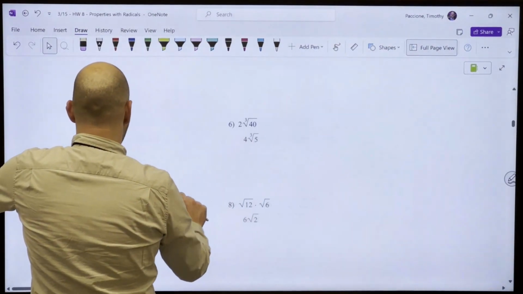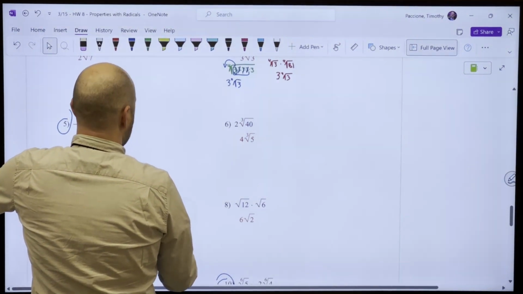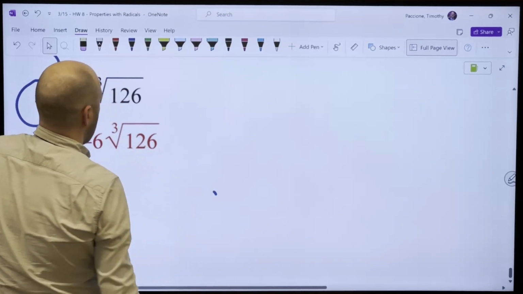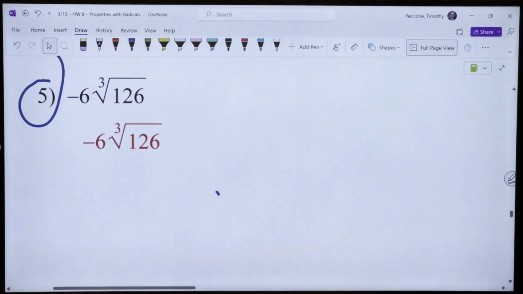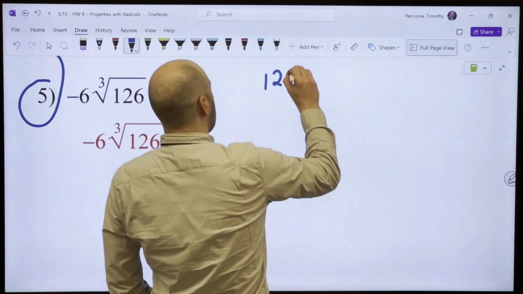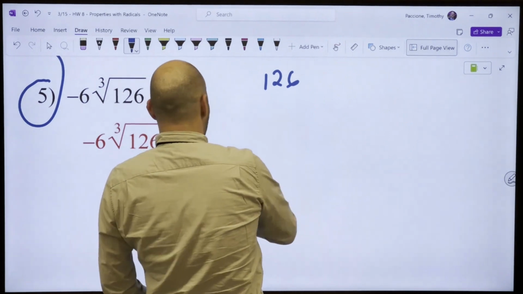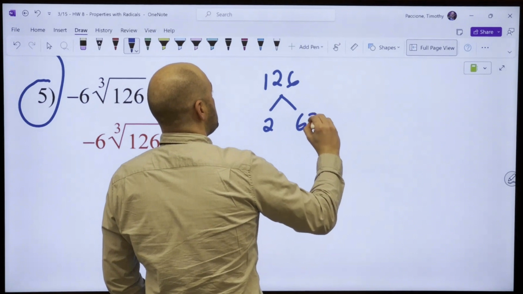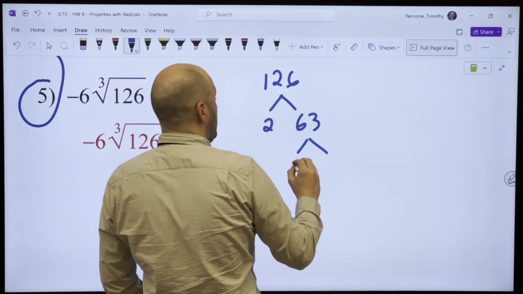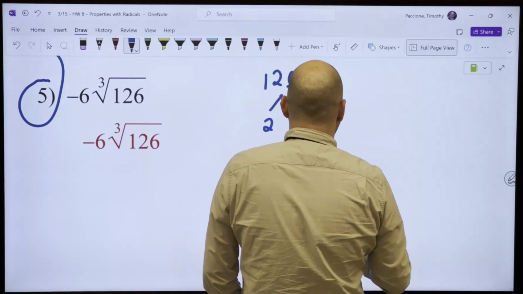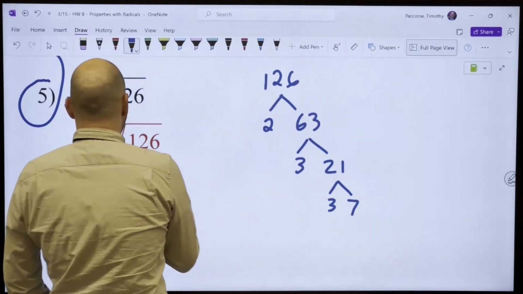Number 5, you could not simplify any further than it is. It is fully simplified. How can you find that out? Well, you know you need the third root, right? So you're going to start breaking this down. And you divide by 2, and you get 63. And then you divide that by 3, and you get 21, 3, 7. And that's as far as I can go.